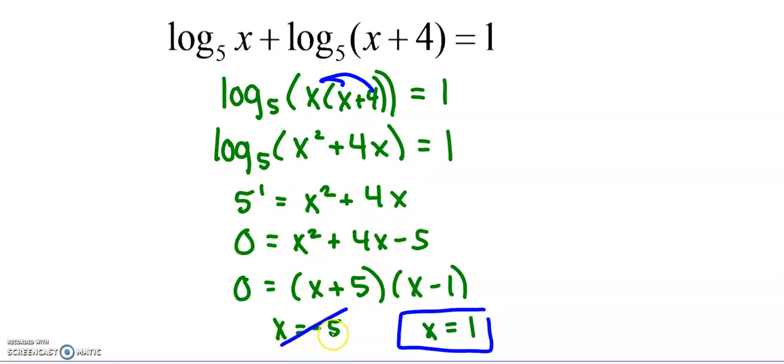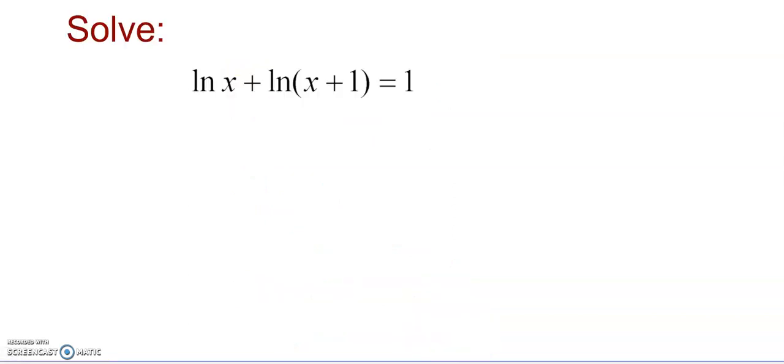And notice here that x equals -5 is extraneous because if I plug this in to log base 5 of x, well, log base 5 of -5 is not possible, right? Because we can't have a log of a negative number. So I have one solution. Why don't you guys try this one? Very similar to the one we just saw. Go ahead and put me on pause.